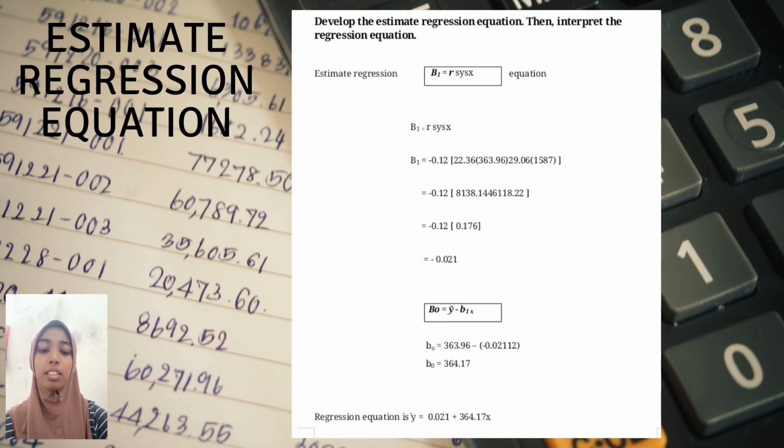Then we will get the calculation negative 0.12 in bracket 18138.14 divided by 46118.22, and then we will get negative 0.12 in bracket 0.176, and we will get B1 equal to negative 0.021.